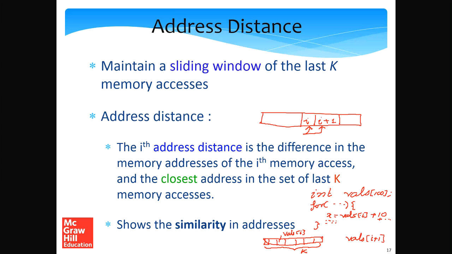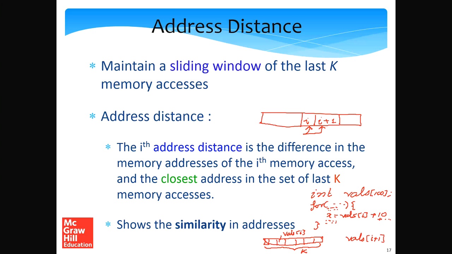So I cannot compare the address of vals I with the address that I access the last, because there might be several lines before it as well, which might be accessing other addresses. So to not get confused, the way we have defined it is that let me consider a window of the last k addresses and find the closest one. So in this case, when I'm accessing vals I plus 1, I'll find vals I, which will be the closest, and it will tell me that for at least vals I plus 1, the address distance is 4.